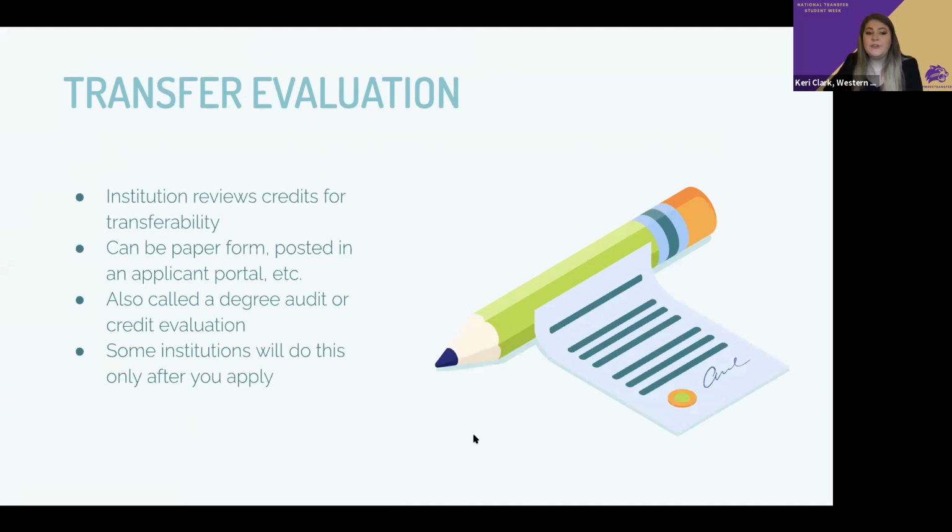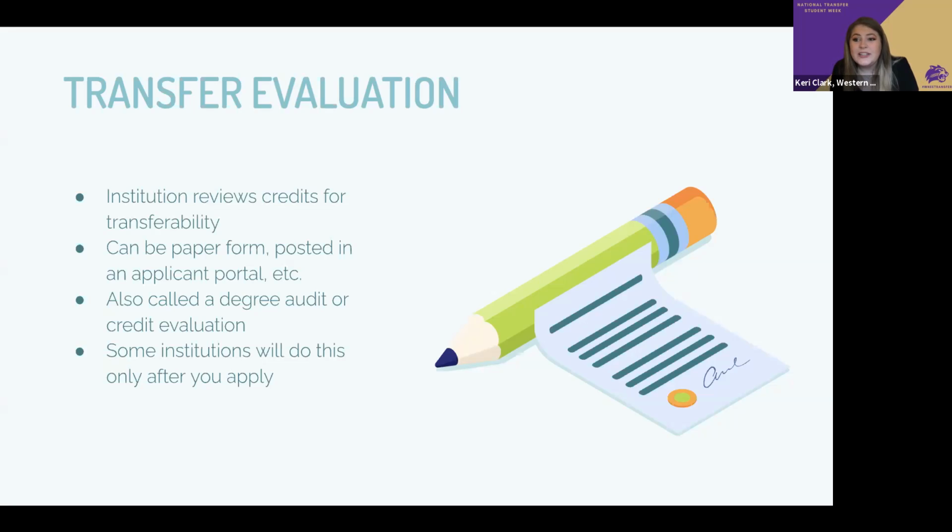Alrighty, and we've also got what's called a transfer evaluation here at the 4-year level. So the institution will review your credits for transferability. This can be a paper form. It can be posted in an applicant portal online. It's also called a degree audit or credit evaluation. So that's just us looking over your history of courses that you've taken and seeing how they're going to transfer in and letting you know which classes they're transferring in as.